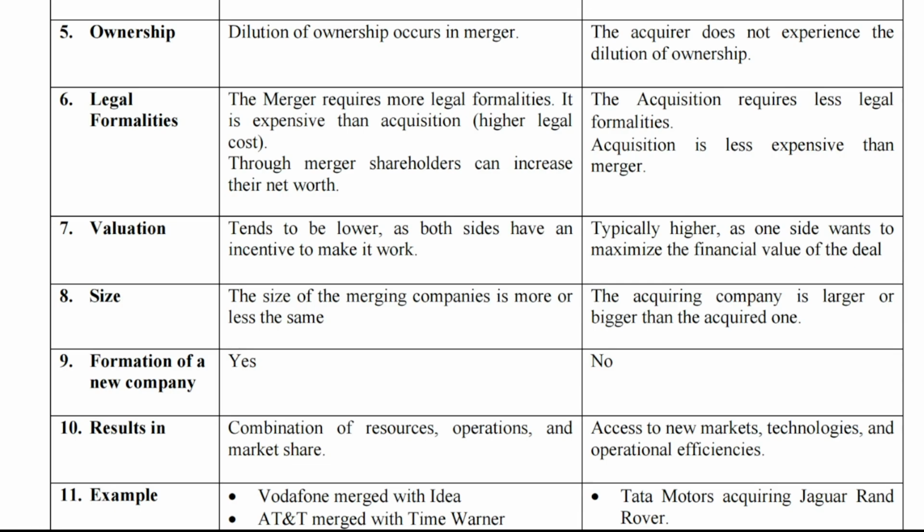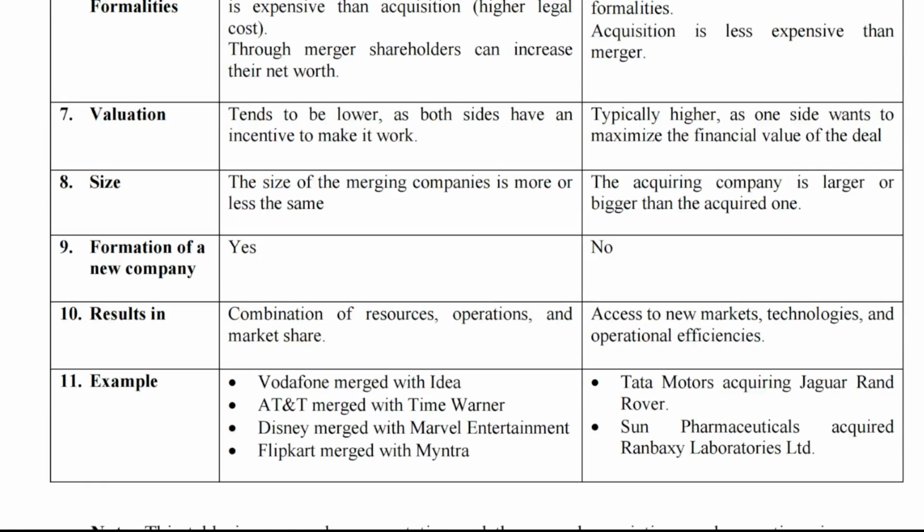Seventh point, valuation. In merger, the valuation tends to be lower as both sides have an incentive to make it work, whereas in acquisition, valuation is typically higher as one side wants to maximize the financial value of the deal. Eighth point, size. The size of the merging companies is more or less the same, whereas the acquiring company is larger or bigger than the acquired one.